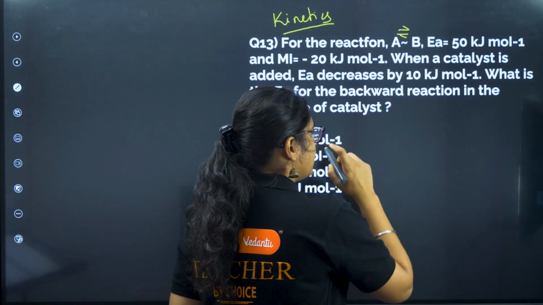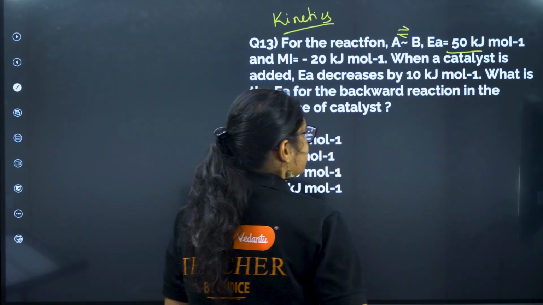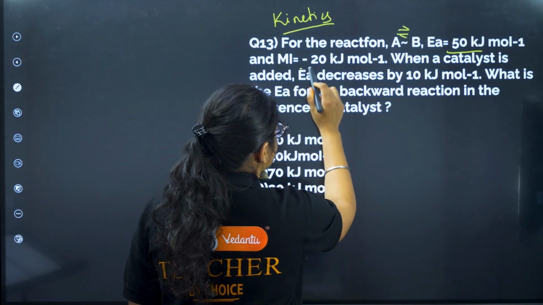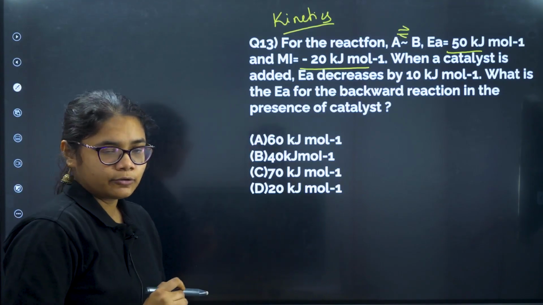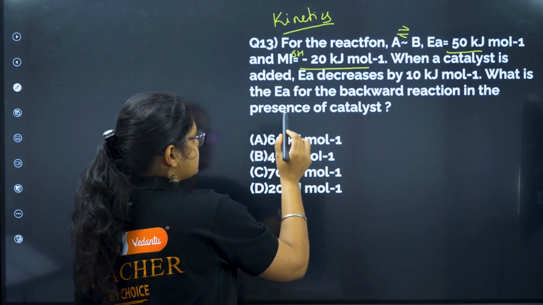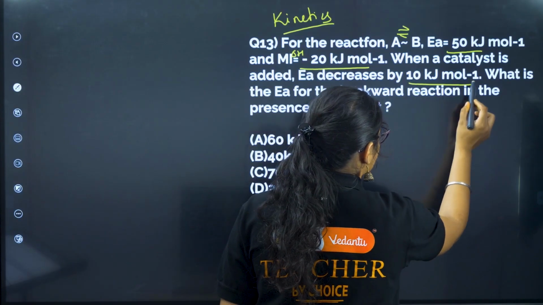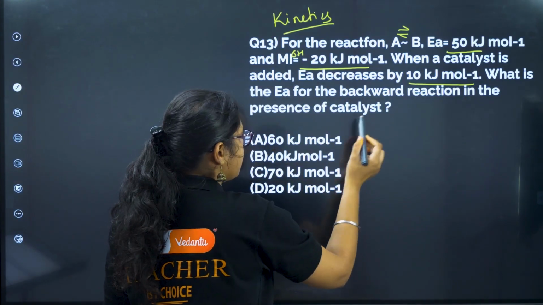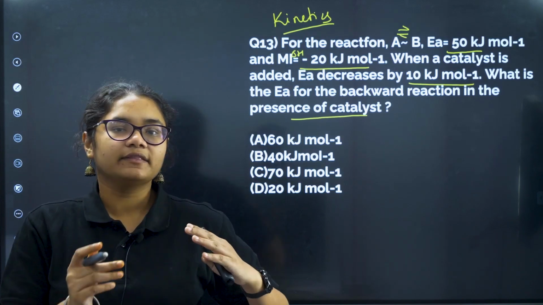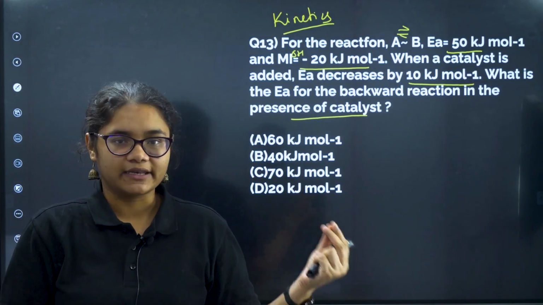So for the reaction A to B, activation energy is 50 kilojoule per mole, and the delta H value was 20 kilojoule per mole. Okay, this is delta H value. And then when a catalyst is added, EA decreases by 10 kilojoule per mole. What is the EA for the backward reaction in the presence of catalyst? So if you could have done the diagram correctly, this question was very easy to solve.